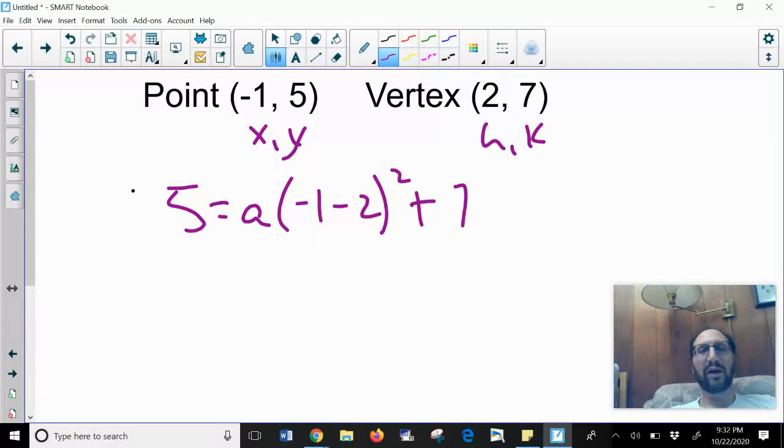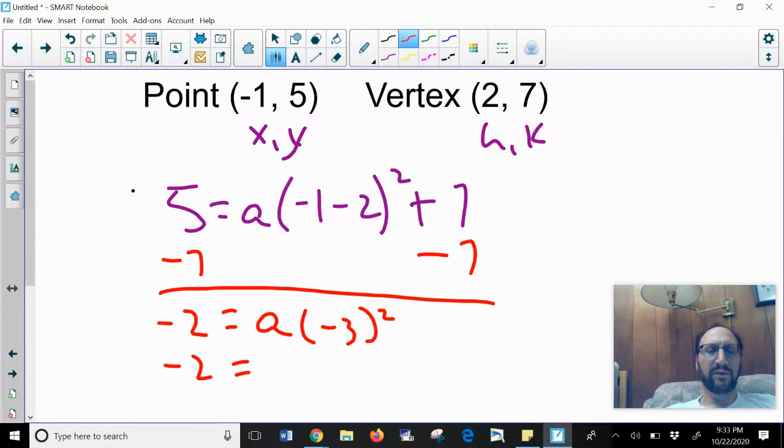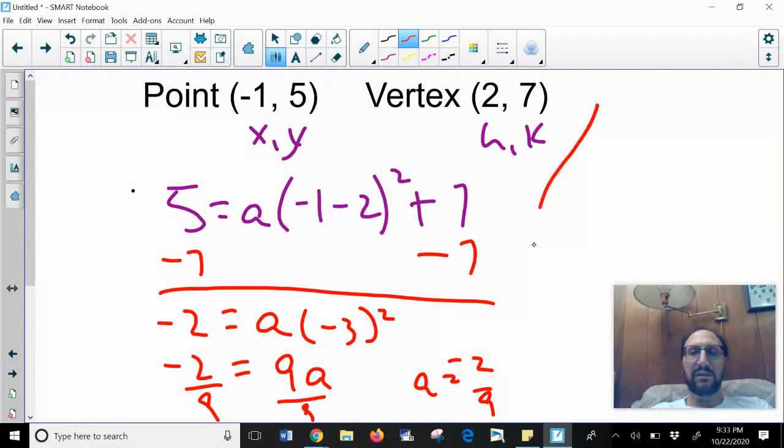Let's see, we're going to isolate our a value. So we have -2 over here equals a. -1 minus 2 is -3 squared. -2 is equal to 9a, since -3 squared is 9. And divide by 9. And this time we're going to get a fraction for a. It's going to be a is equal to -2/9. All right, I hope that's what you got.